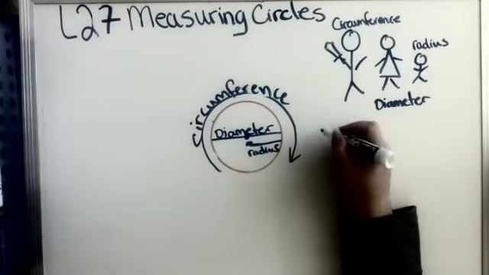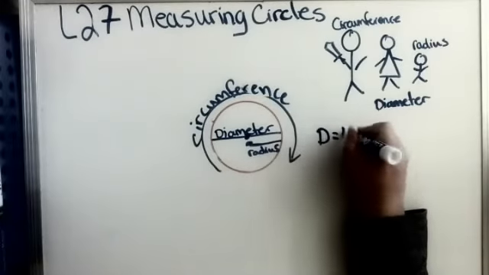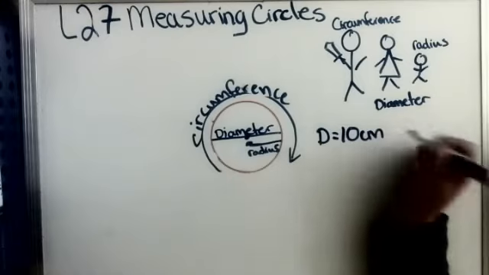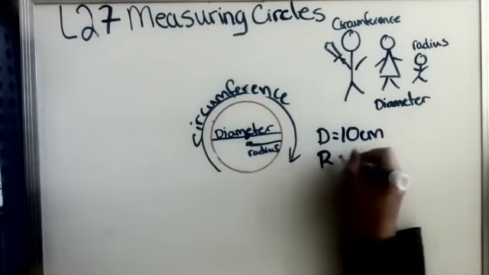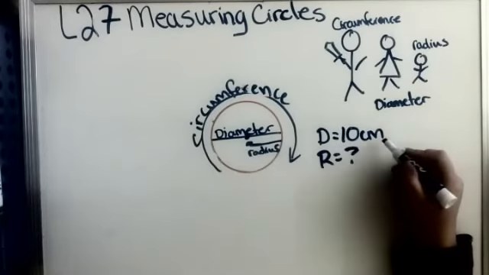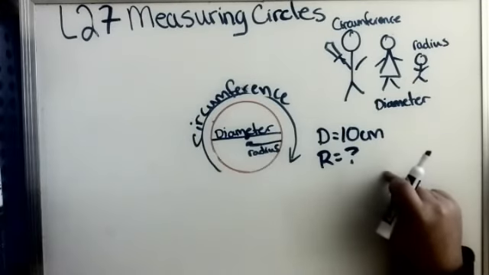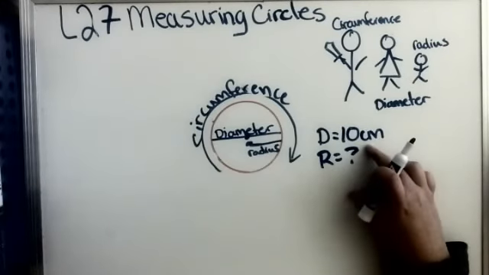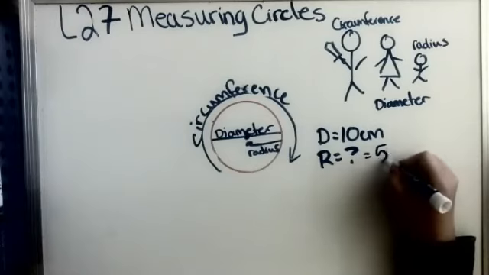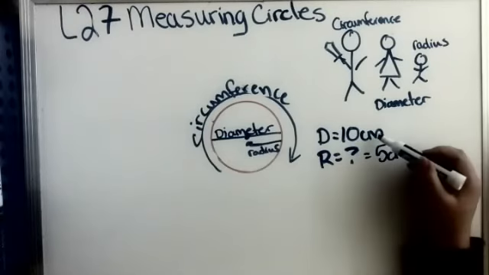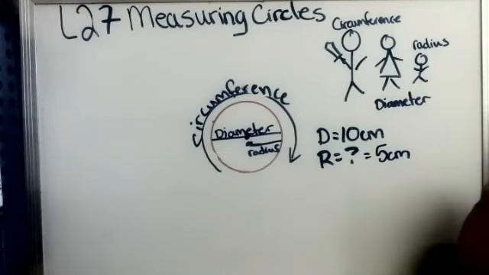So if you have a diameter, or D, of 10 centimeters, and they ask what is the radius, remember diameter is all the way across the middle, radius is halfway. So you'd be looking at 10, you're going, what's half of 10? Well, half of 10 is 5 centimeters. That means if diameter is 10 centimeters, radius is 5 centimeters.